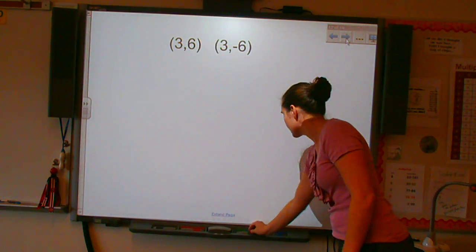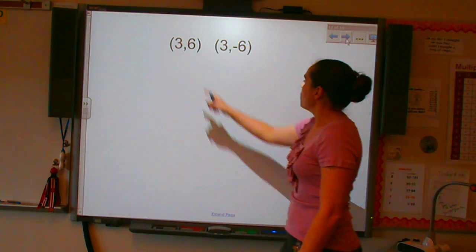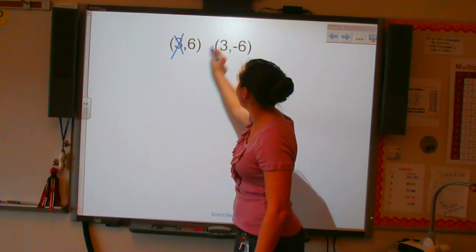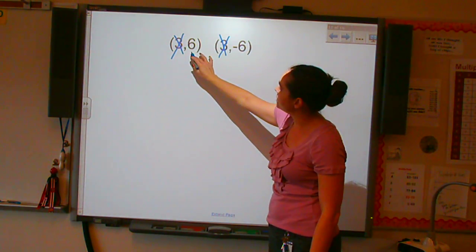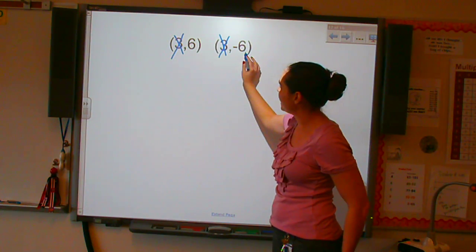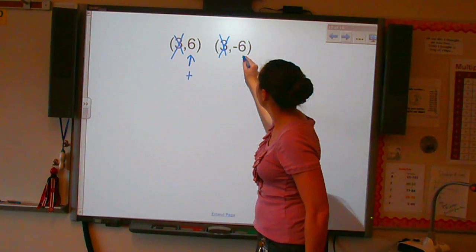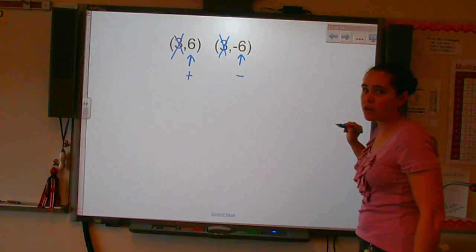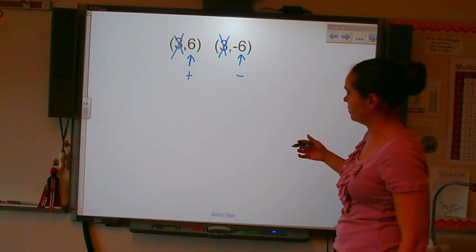Alright, (3, 6) and (3, -6). Okay? So 3 and 3 are the same. So that means we have, again, another vertical line. And now we're looking at the distance between 6 and -6. This number is positive, this number is negative, okay? That means that our line crosses over the 0 axis, okay?